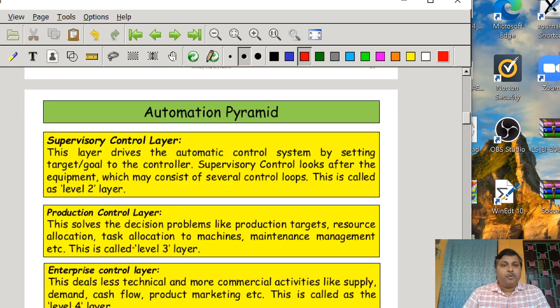Okay, now the most important thing is that level 2 is the supervisory control layer. This is a very important thing which we are going to learn newly in this course, that is supervisory control. What is that? Now this layer drives the automatic control system by setting the target goal for the controller. Supervisory control looks after the equipment which may consist of several control loops. This is called level 2.